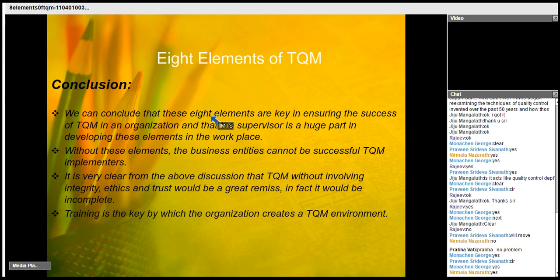Okay, so in conclusion, we can say that these 8 elements are key in ensuring the success of total quality management in an organization, and that the supervisor is a huge part in developing these elements in the workplace. Without these elements, business entities cannot be successful total quality management implementers. It is very clear from the above discussion that total quality management without integrity, ethics and trust would be a great remiss. In fact, it would be incomplete. So training is the key by which the organization creates a total quality management environment.